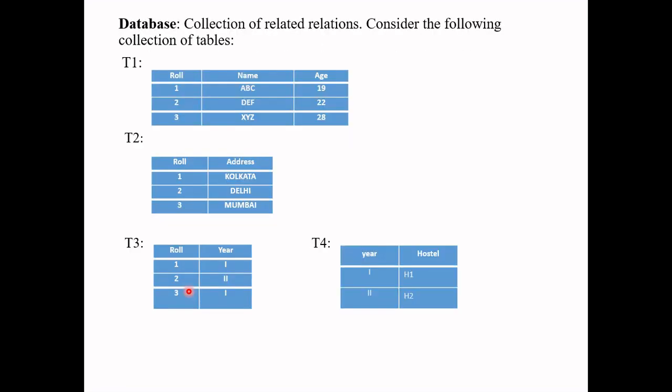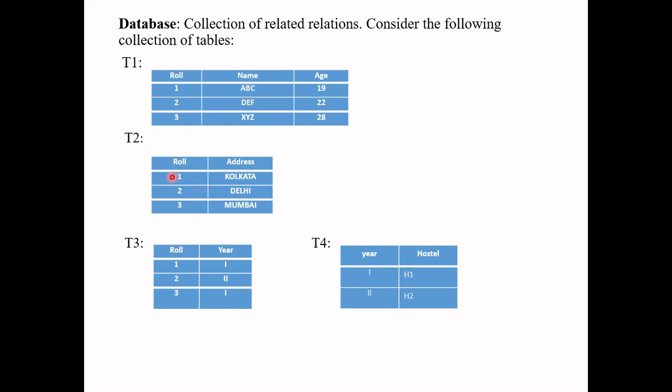Okay. Next is a database. Database is a collection of related relations. Consider the following collection of tables. Here we have four tables, that is, first table is T1, second is T2, third is T3, and fourth is T4. In the first table we have three columns, that is roll number, name and age. Now here we have three records, that is 1, 2, 3. So this is our table 1.